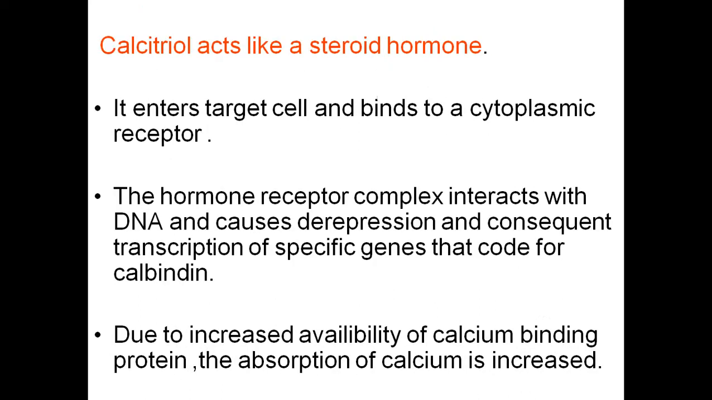So what will happen? This calcitriol binds with the receptors present on the cell for vitamin D, and it forms a receptor complex, which enters the cytoplasm and reaches the DNA in the nucleus. It binds with the DNA and causes de-repression. As a result, transcription goes on, and the specific genes that code for calbindin are produced. So due to increased availability of calcium binding protein, the absorption of calcium is increased. So calcitriol has an active role in calcium absorption.